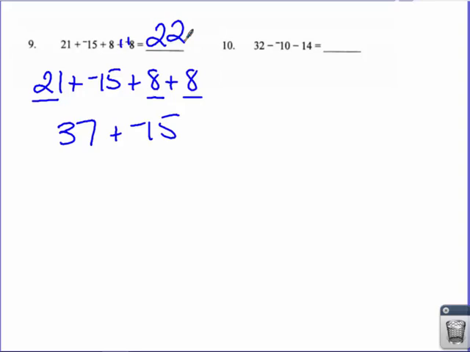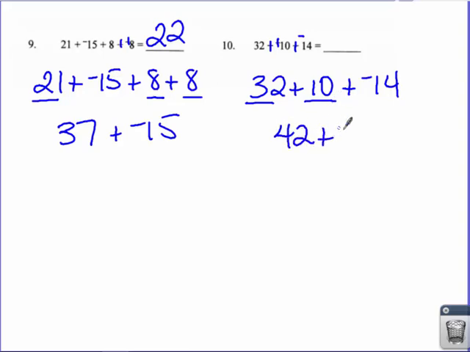Now this one's got all subtraction. So I come in, I change subtraction to addition, the next number to its opposite. Subtraction to addition, next number to its opposite. So we end up with 32 plus 10 plus negative 14. So we add our positives together. 32 and 10 make 42, plus negative 14. We do one subtraction and we end up with positive 28 because the 42 has more.